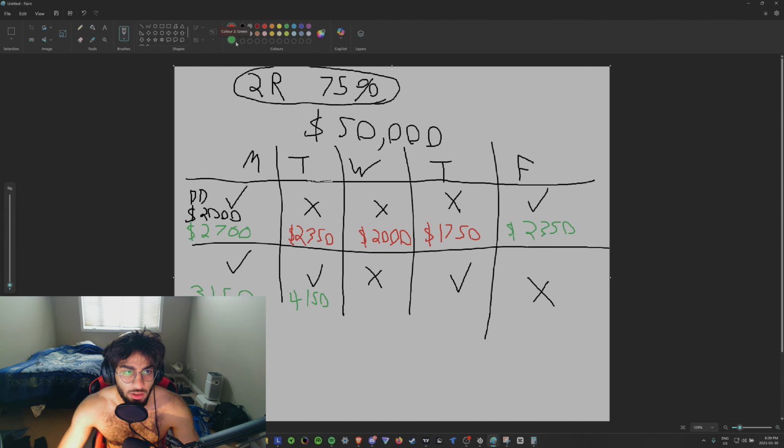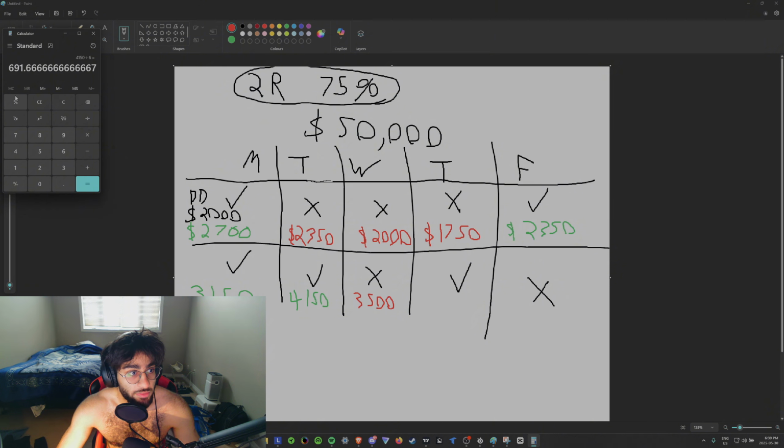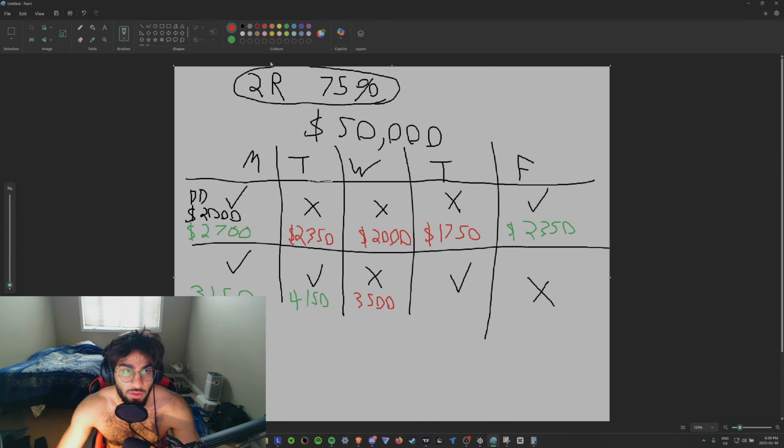Okay, let's go to our red. So that's going to be 3. I'm not going to do the math in my head. Let's just say we're at 3.5. Now we take 3.5 divided by 6. Let's say 600. We catch our wins. That'll be 1,200 on the day.